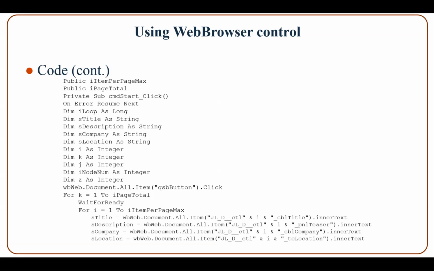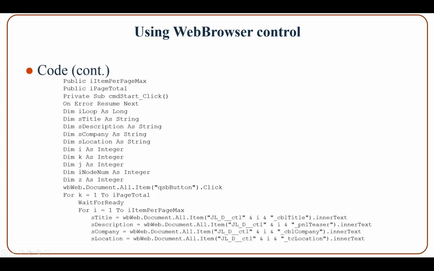using the syntax starting from the web browser, document.all.item, and give it the name of the button and call the click method. There are only 25 jobs on each page, and it is set to iItemPerPageMax. And let's say you want to get data from a number of pages decided by iPageTotal.